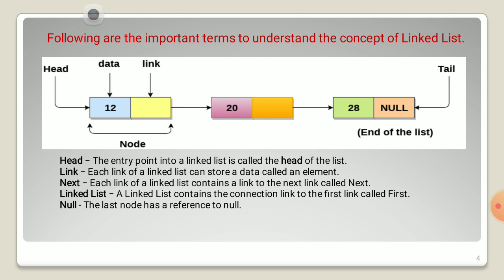The next topic is the following important terms to understand the concept of linked list. So we have an example. That means we have one node divided into two fields. The first field is denoted data, then the second field is denoted address and also link. Then the last point is tail, and it's also called null value.